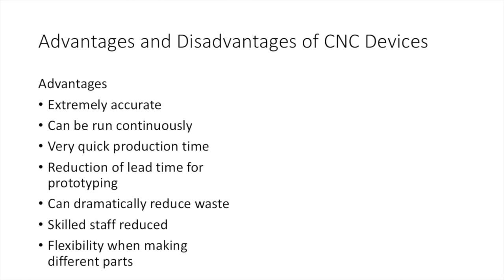Typical questions on the GCSE paper and sometimes the A-level or AS are going to be advantages and disadvantages. So let's go through a few. They're extremely accurate. CNC devices are extremely accurate. You're going to be hard pushed to get a human to create anything as accurate as you can using this machinery. It can be run continuously, like overnight, 365 days a year, and it really is just a quick production alternative to using labour.